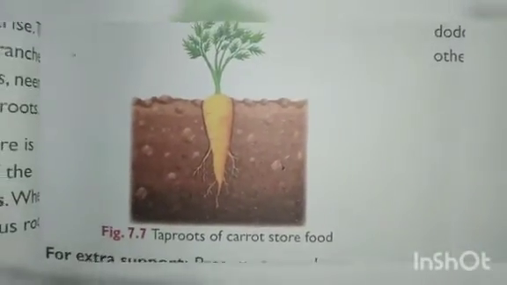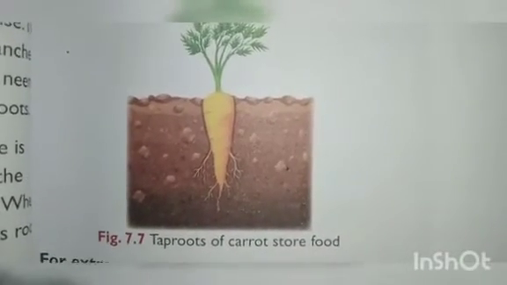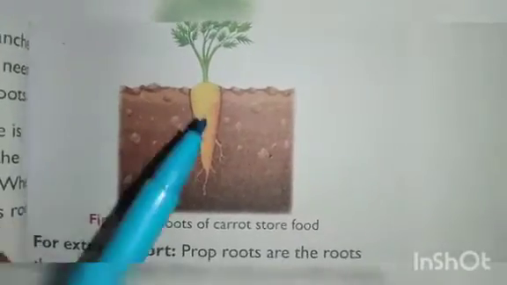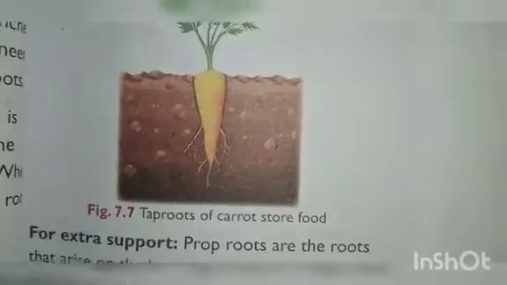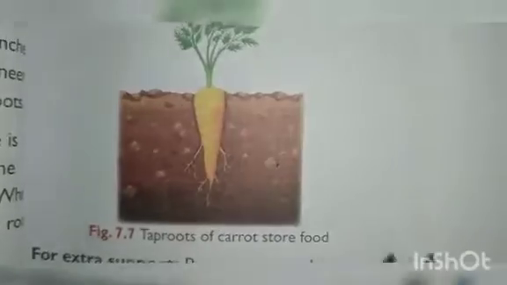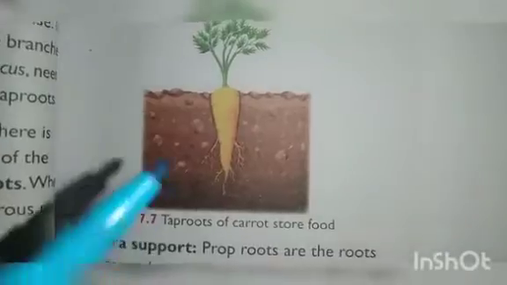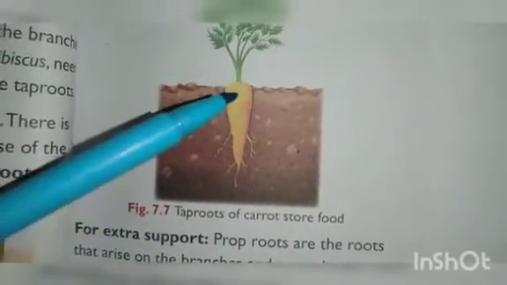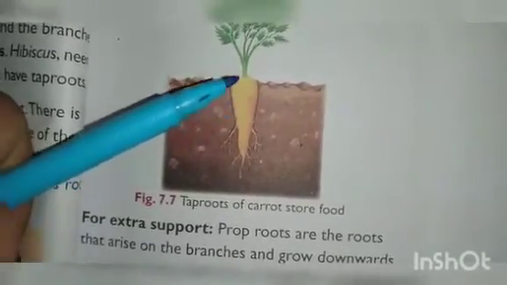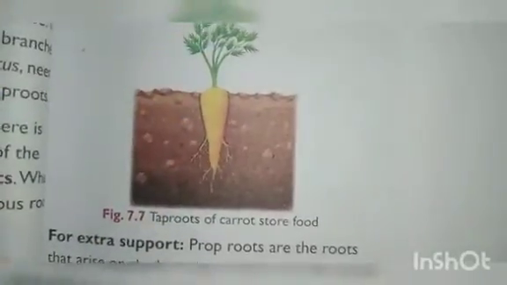Modification of roots. Roots of some plants are modified to perform different functions. Let us study different root modifications. The first one is for storage of food. How are the roots modified for storage of food? The best examples are carrot, radish, turnip plants. These roots store the food and become fleshy, and this is the root part because it grows under the ground. So this will store the food.